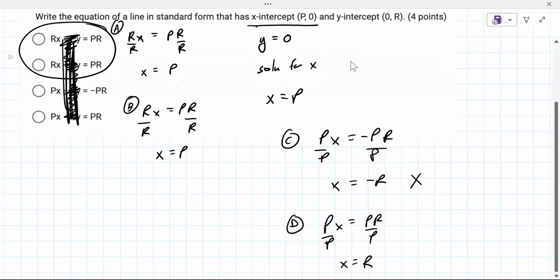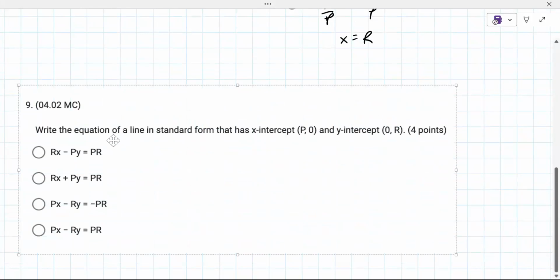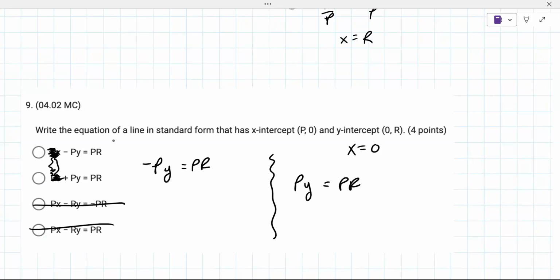Okay. Now, I've kind of messed up this question, but I'm going to reframe it here. And we're down to first two here. Now the y-intercept is when X equals 0. So this time you're covering up the X terms. So between these two, minus PY equals PR and PY equals PR. When you solve for Y, one of them will be R, sorry. One of them will be R.